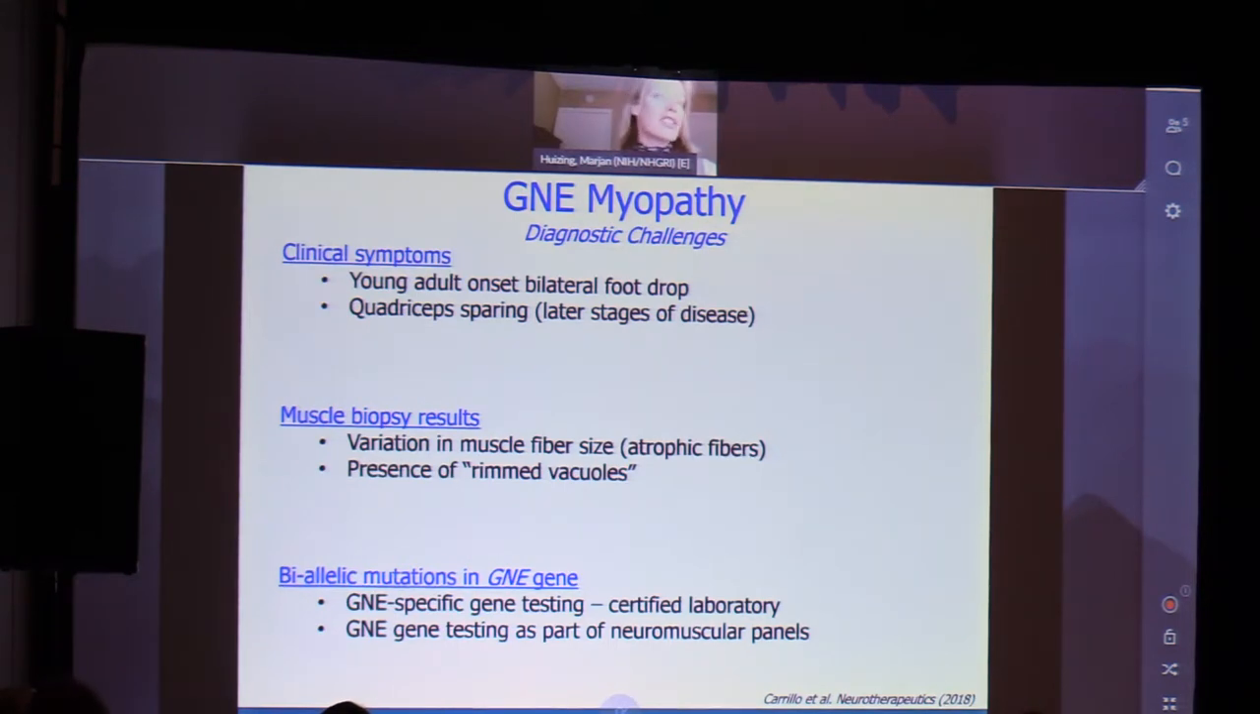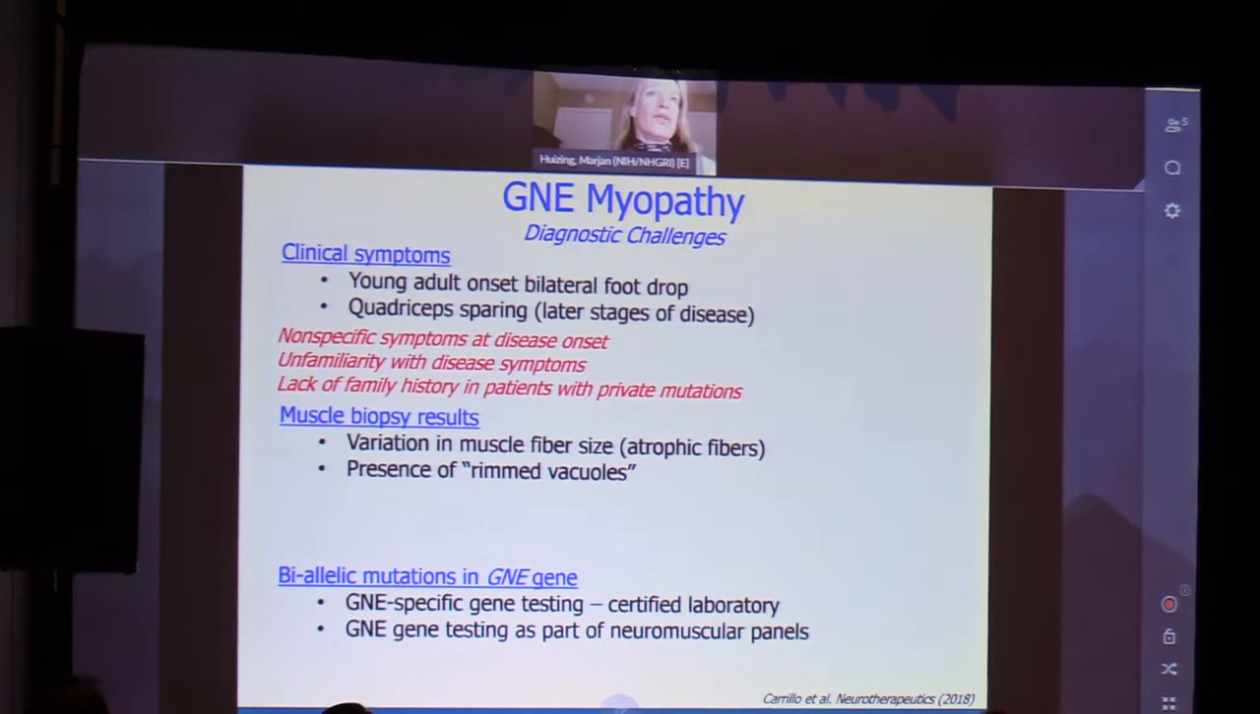The diagnosis is ultimately made based on three criteria: clinical symptoms, muscle biopsy results, and the standard now is to identify two mutations in the GNE gene. The clinical symptoms are quite non-specific. They are young adult onset bilateral foot drop, followed by progressive muscle atrophy, and only in later stages of the disease can you identify the quadriceps sparing. As I said, these symptoms are quite non-specific.